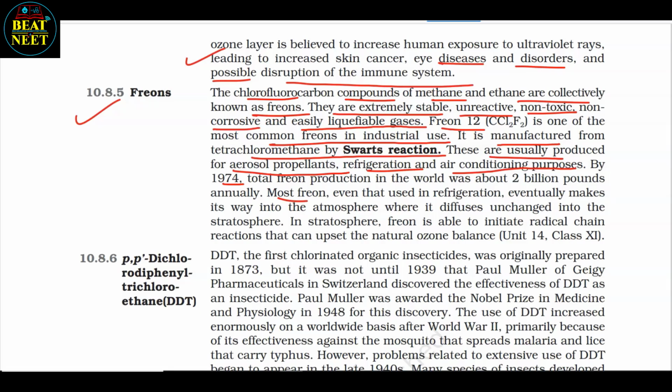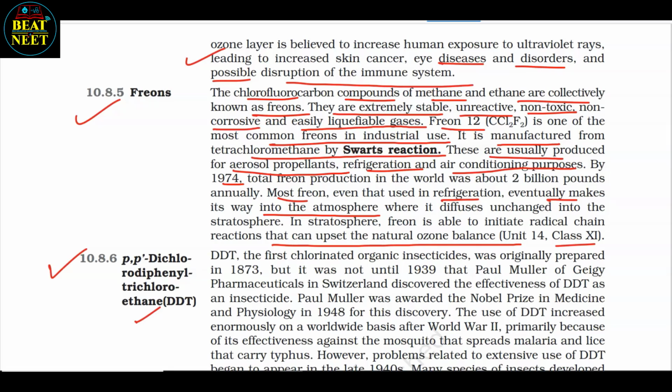Most freon, even that used in refrigeration, eventually makes its way into the atmosphere, where it diffuses unchanged into the stratosphere. In the stratosphere, freon is able to initiate a radical chain reaction that can upset the natural ozone balance.